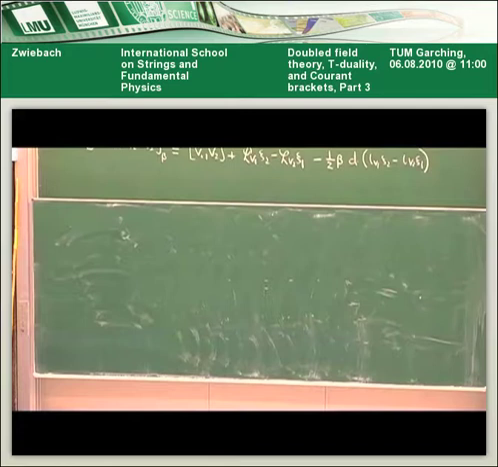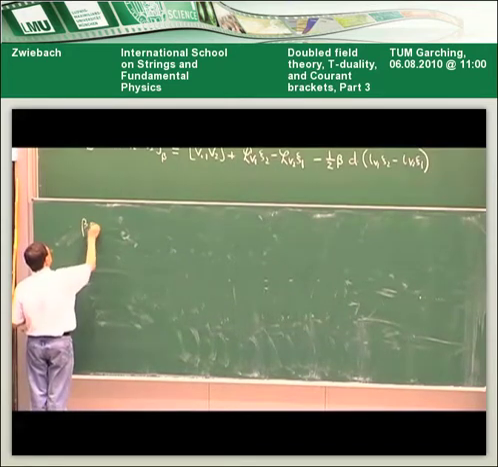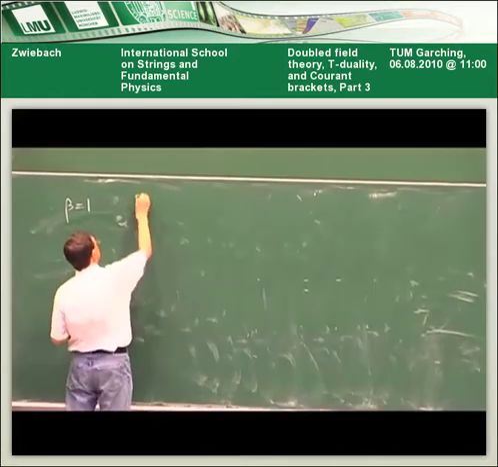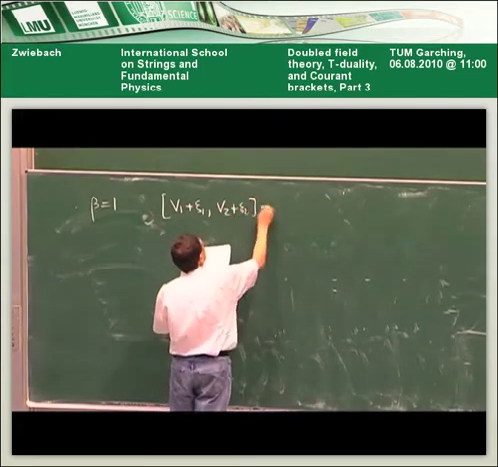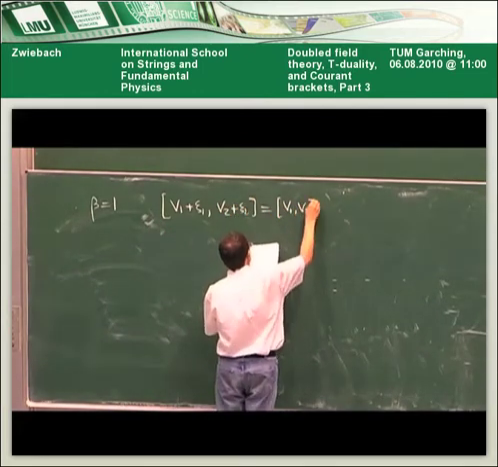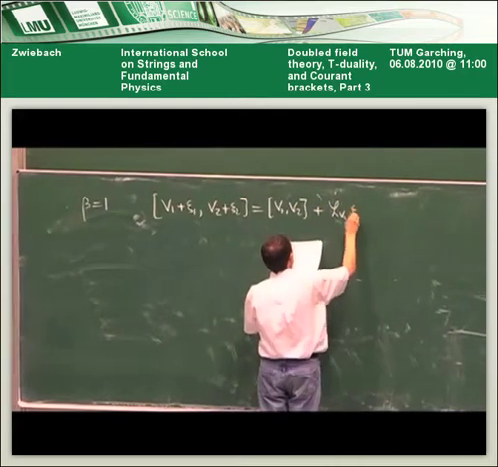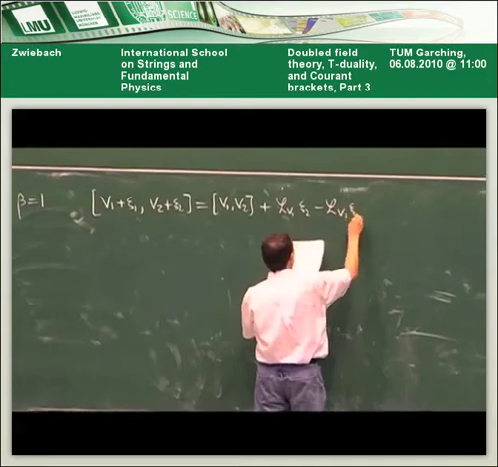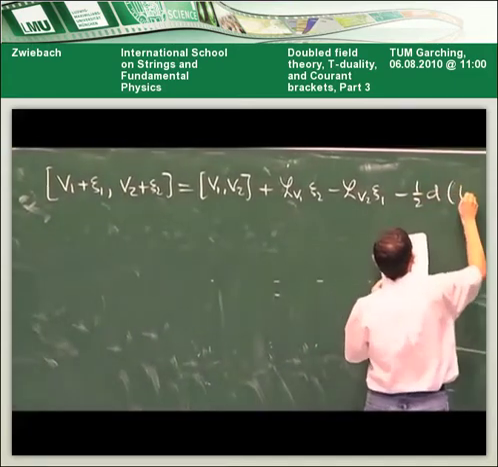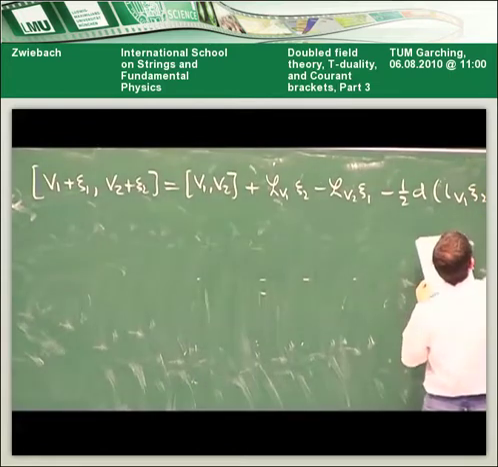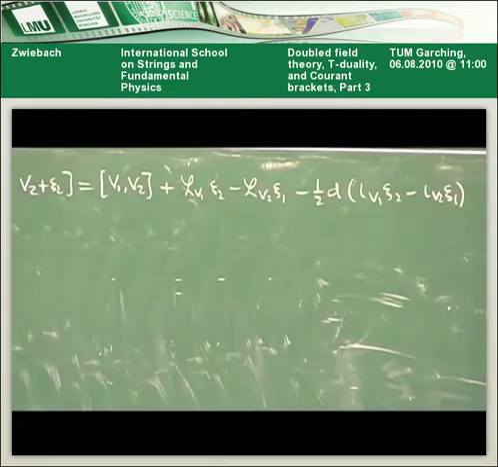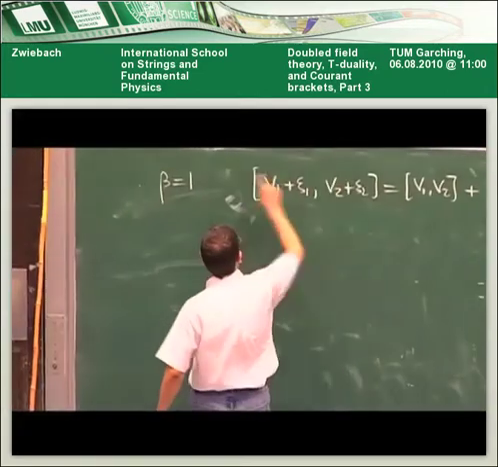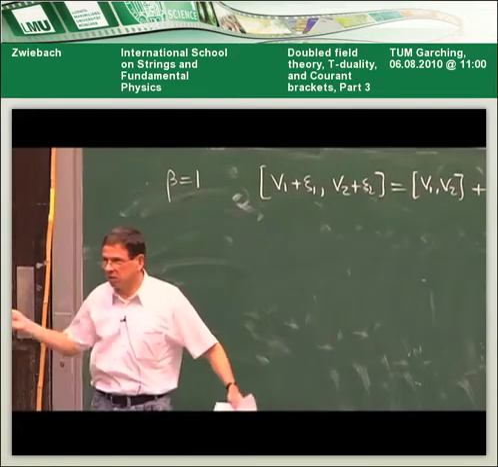So Courant says beta equals 1, and therefore the Courant bracket becomes this relatively nice bracket: [v1 + psi 1, v2 + psi 2] equals [v1, v2] plus L_v1 psi 2 minus L_v2 psi 1 minus 1/2 d of (i_v1 psi 2 minus i_v2 psi 1). No Jacobi identity for this bracket. If you compute a nested bracket with three things, and cycle it, it just doesn't give you zero.